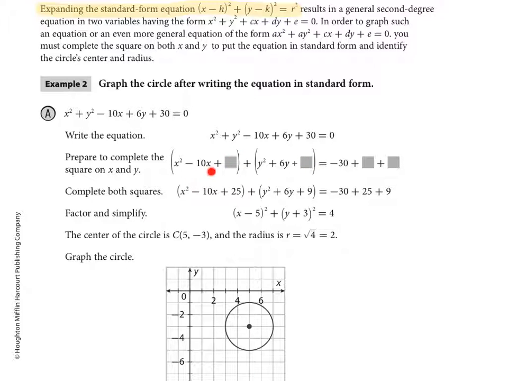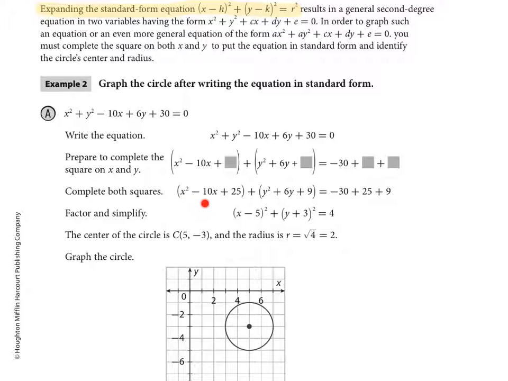So we're going to take that negative 10, divide it by 2, which is negative 5, square it, and get 25. The same with the y terms. Take 6, divide it by 2, square it, you get 9. Now we just added 25 and 9 to the left side, so we also have to add it to the right side, 25 plus 9.